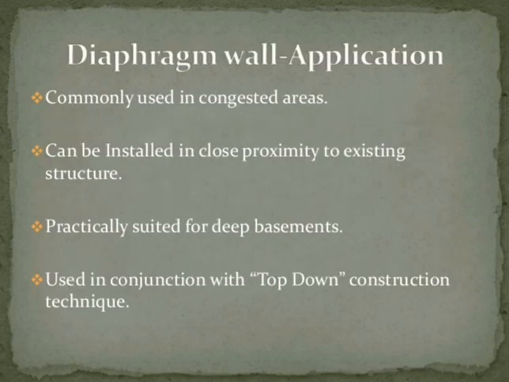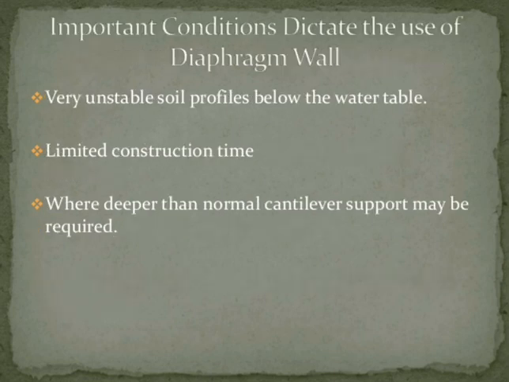Now, the application of the diaphragm wall. It is commonly used in congested areas. Also, it can be installed in close proximity to the existing structure, is practically suited for deep basements, and is used in conjunction with top-down construction technique. Now, the important use of the diaphragm wall: it is used for very unstable soil profile below the water table, limited construction time, and where deeper than normal cantilever support may be required. So these are the important conditions for the use of diaphragm wall.